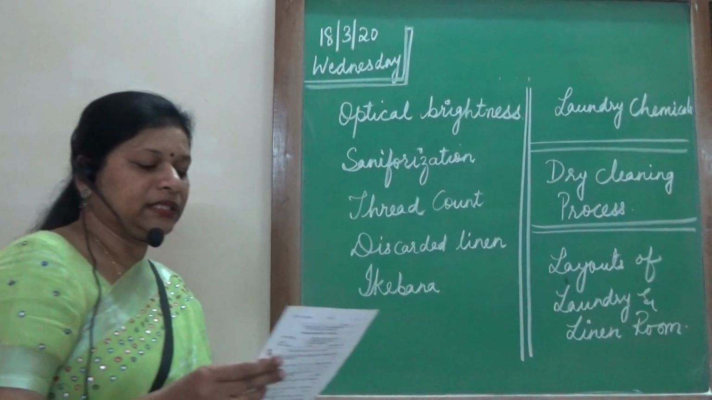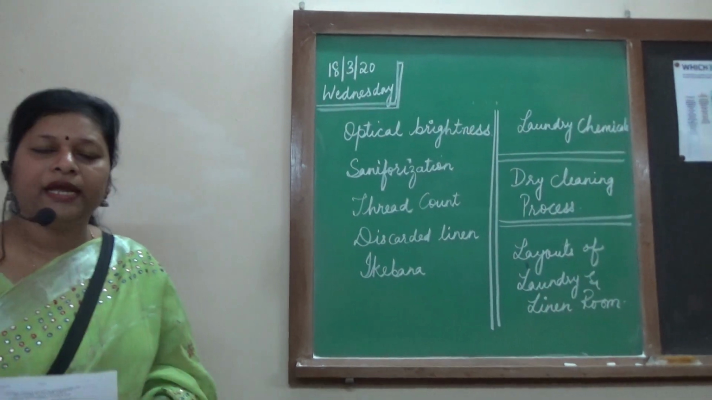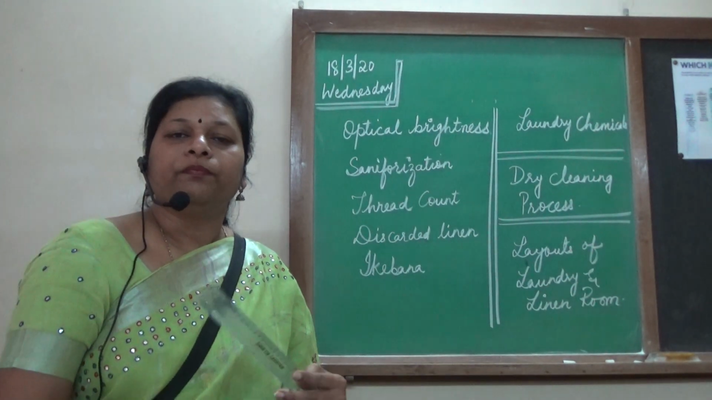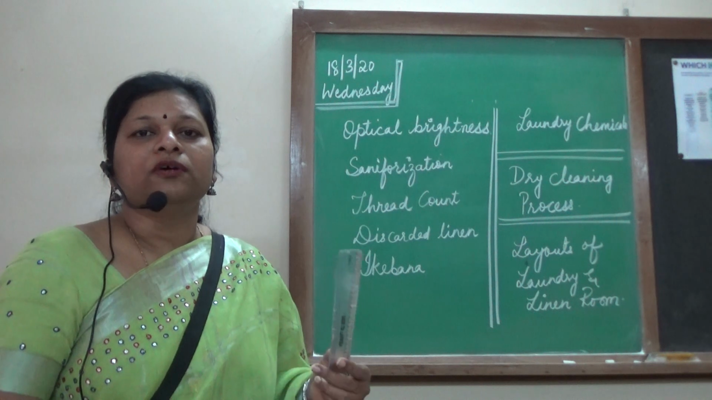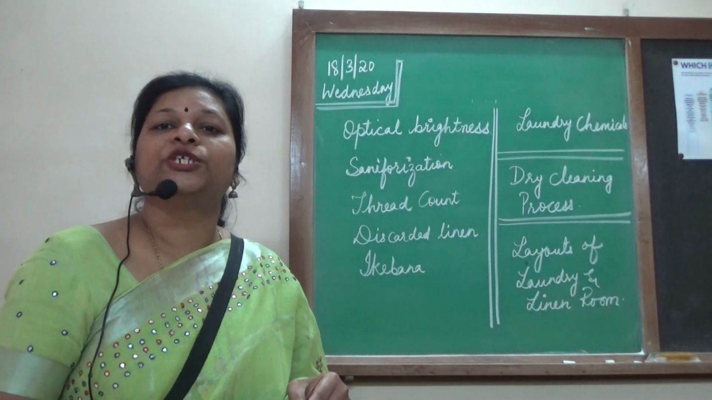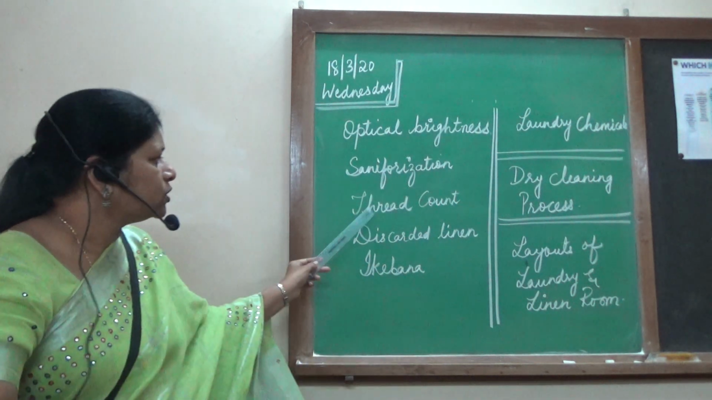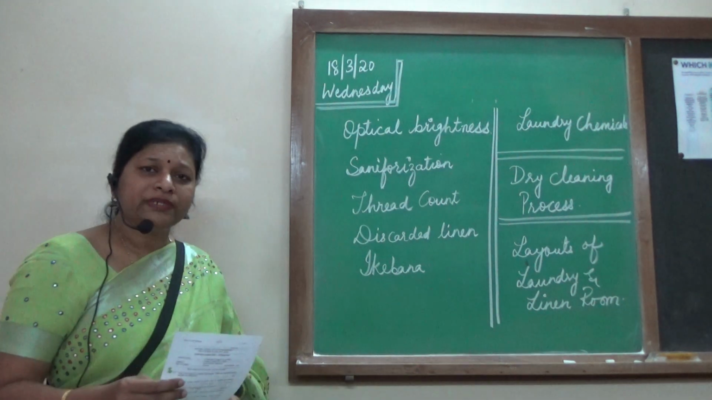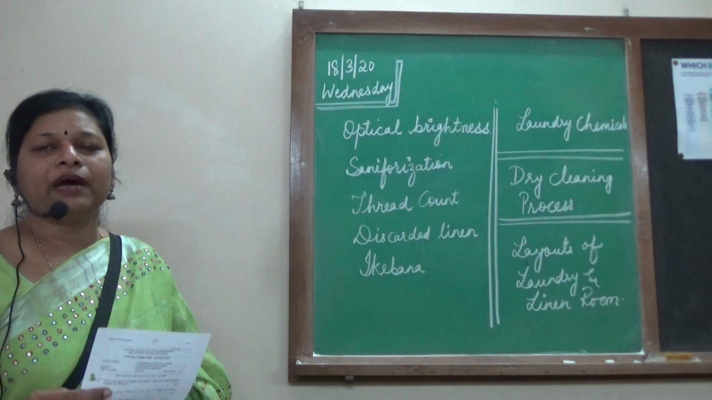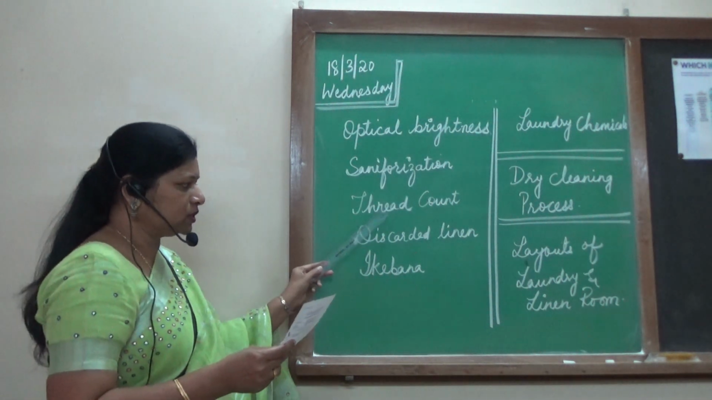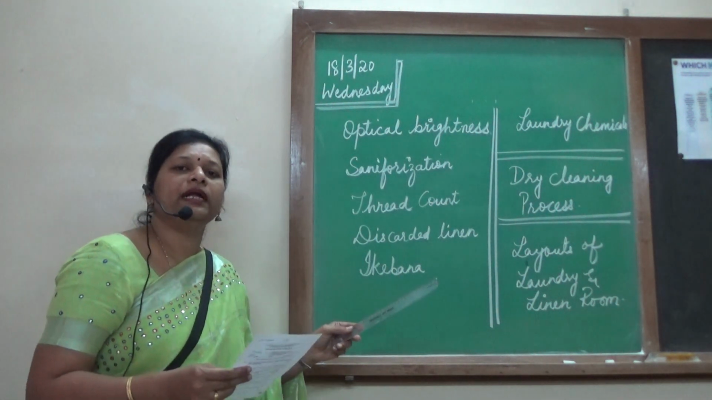Coming to sanforization. The process of treating clothes to less than 1% shrinkage is called sanforization. Thread count. The number of warps and wefts in a square inch of a fabric is called thread count. Discarded linen or condemned linen.